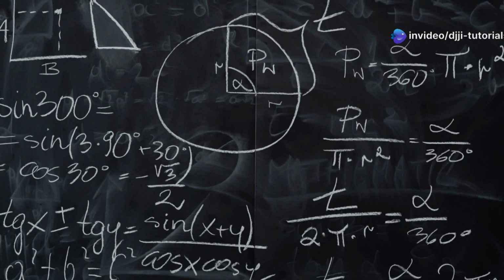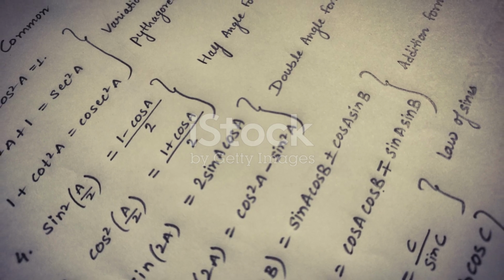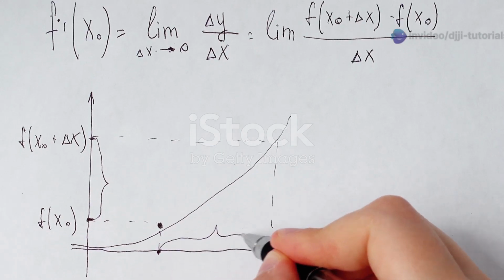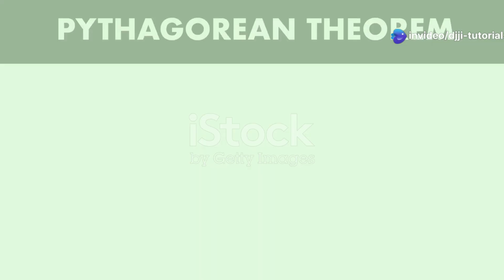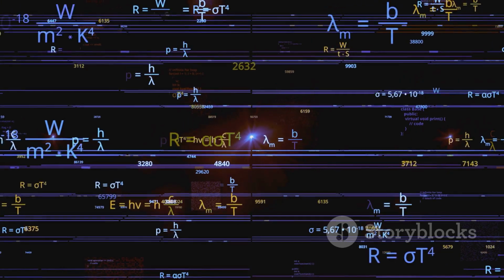The three reciprocal trigonometric ratios are cosecant, secant, and cotangent. They are defined as the reciprocals of the sine, cosine, and tangent functions, respectively. Cosecant, or csc, is the reciprocal of the sine function. It's defined as the ratio of the hypotenuse to the opposite side in a right triangle, or 1 over sine of theta. Secant, or sec, is the reciprocal of the cosine function.